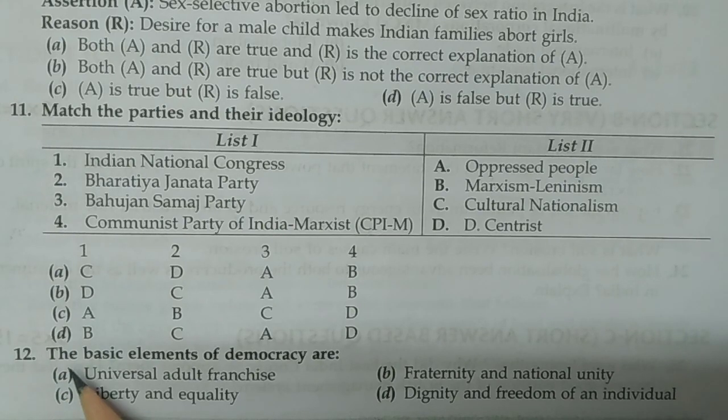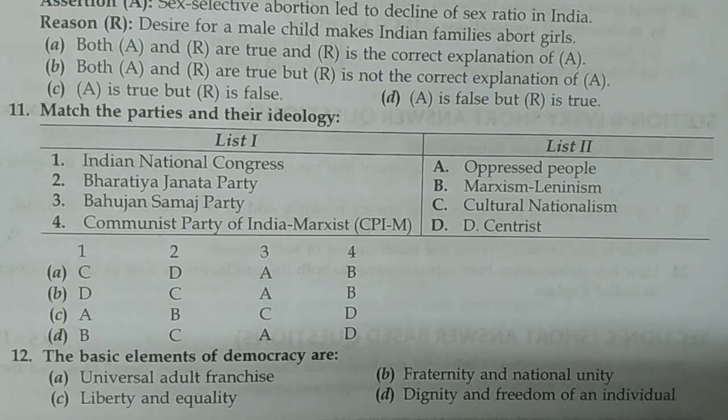Now question number 12. The basic elements of democracy are: A. Universal adult franchise, B. Fraternity and national unity, C. Liberty and equality, and D. Dignity and freedom of an individual. Thus we have completed these questions from here, and the next questions are on the next page.